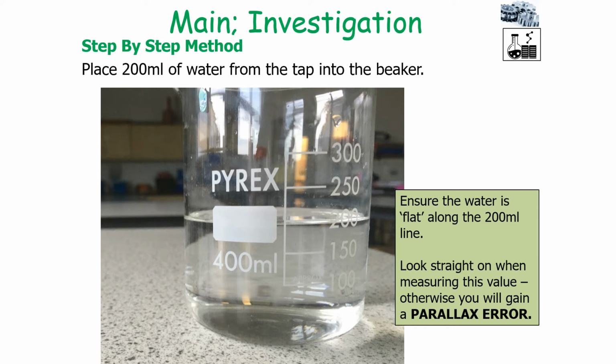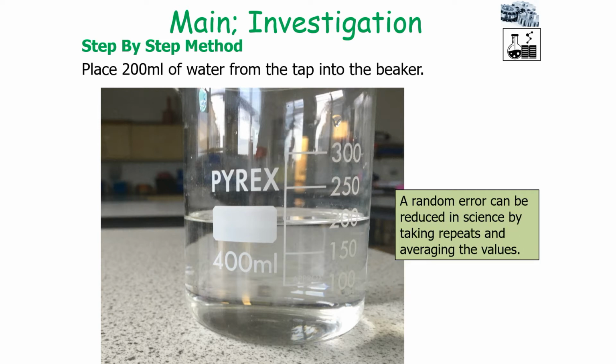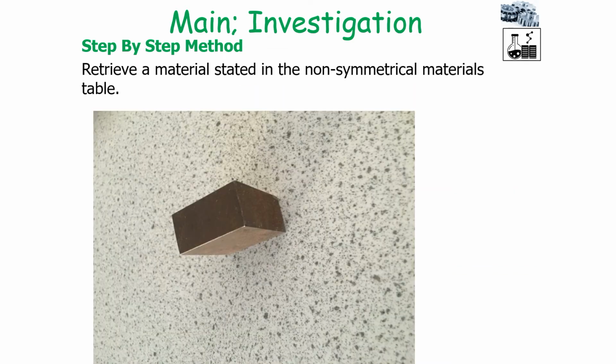Now ensure the water is flat along the 200ml line. You've got to look straight on when you're measuring this value, otherwise you would gain what we call a parallax error. Now a parallax error is an example of a random error in science, as in each measurement the value of the error is different each time. A random error can be reduced in science by taking repeats and averaging the values.